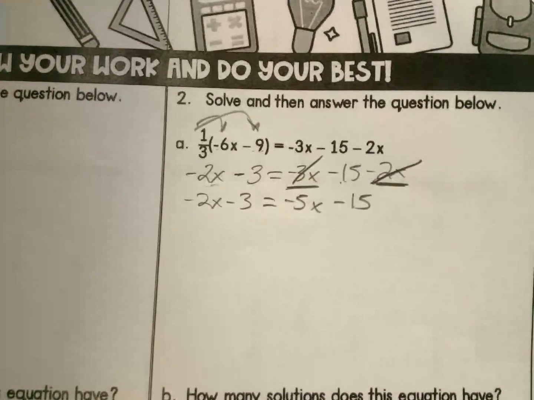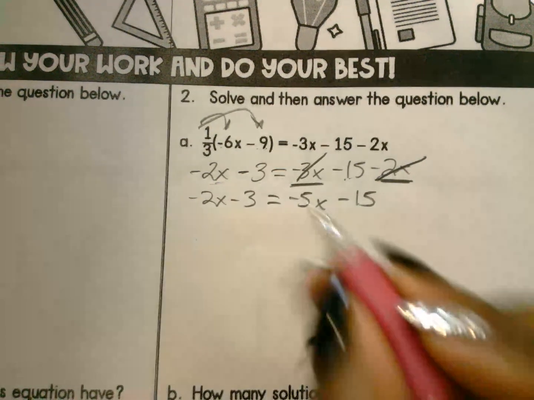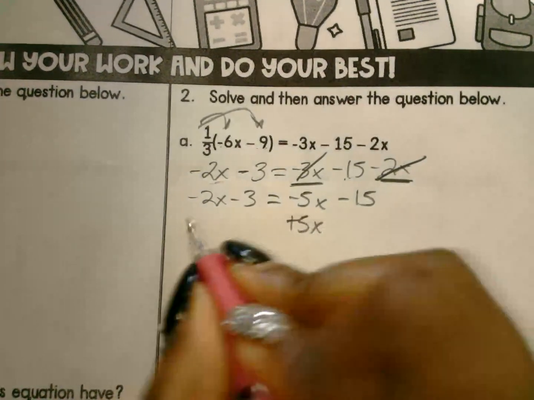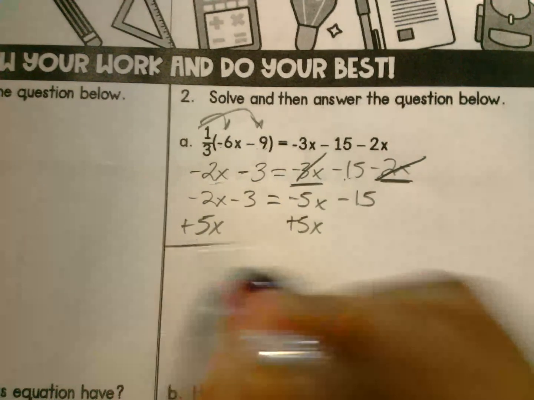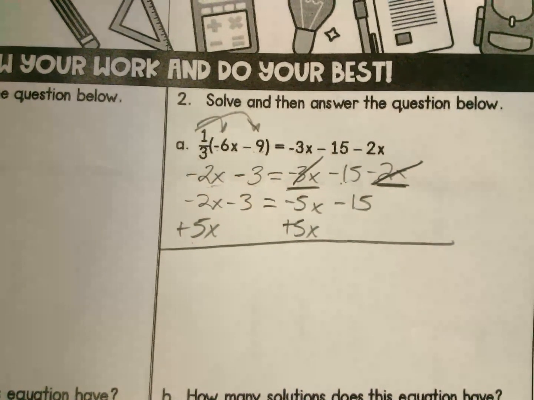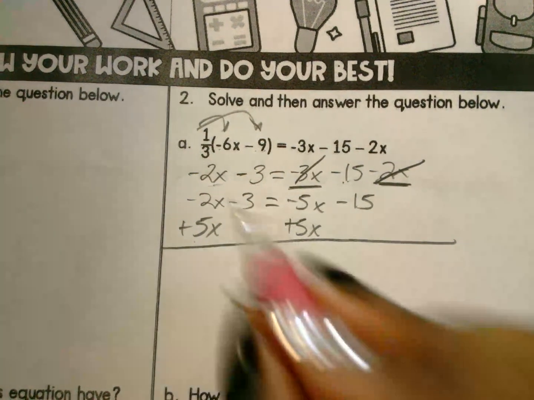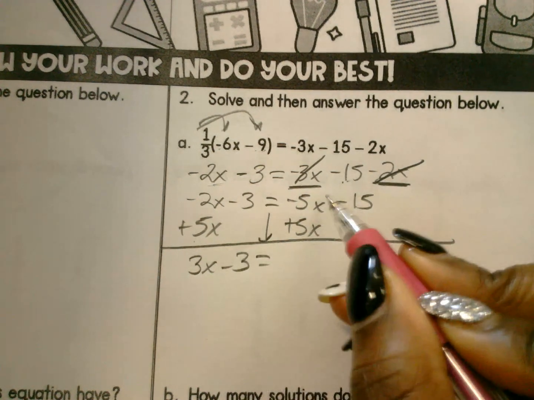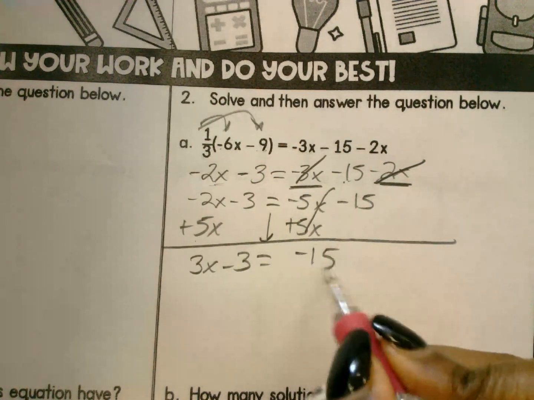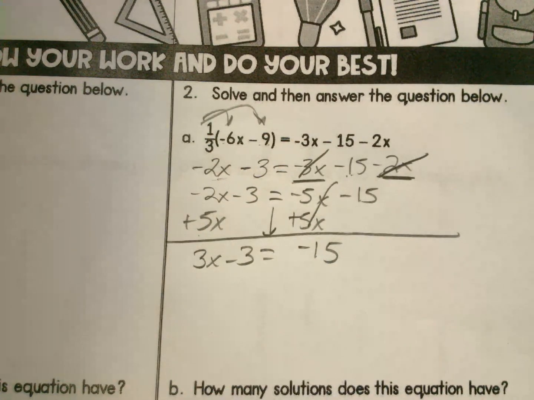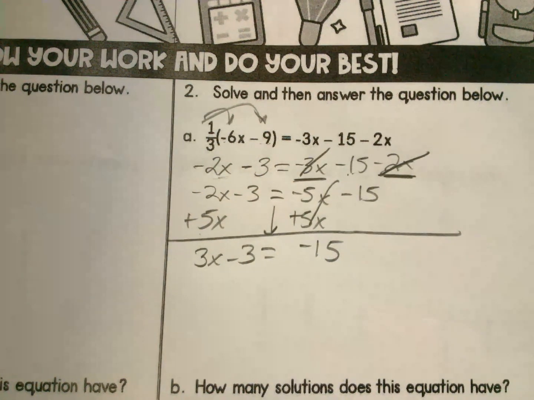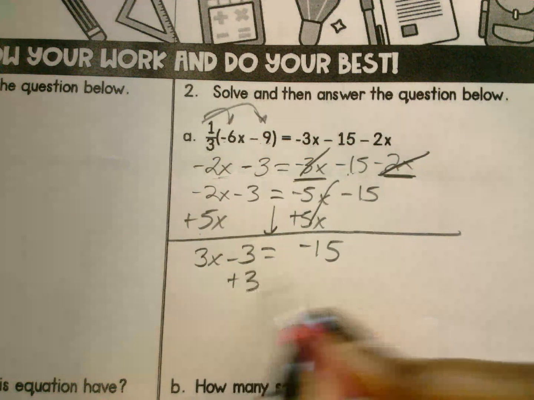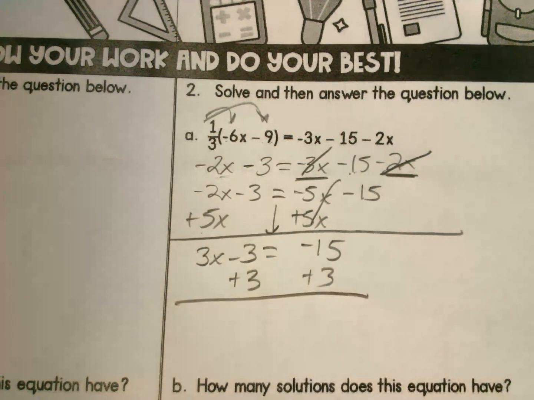Next step is to move the variables to the same side. Okay, I'm going to move the smaller one. I'm going to move negative 5x by adding 5x to both sides. This is going to give me a positive 3x minus 3 is equal to this negative 15. Now I'm going to add 3 to both sides to isolate the variable x.